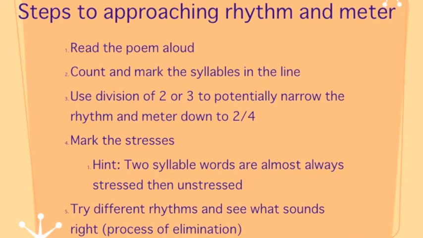Same thing if you count the syllables and you end up with 8 syllables, then you know it can't be dactylic or anapestic. After that, go through and mark the stresses. Remember our hint, 2-syllable words are almost always stressed then unstressed. Finally, try reading it aloud again with different rhythms and see what sounds right. Your ear is smarter than your eyes at this point, so you've got to trust your ears because we can hear this. This kind of allows you to use the process of elimination as well and what sounds better.